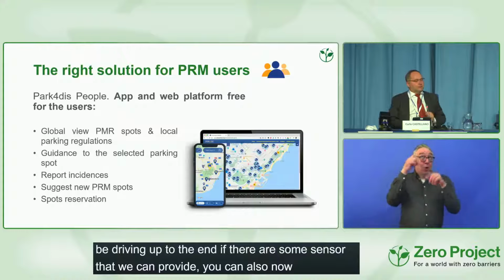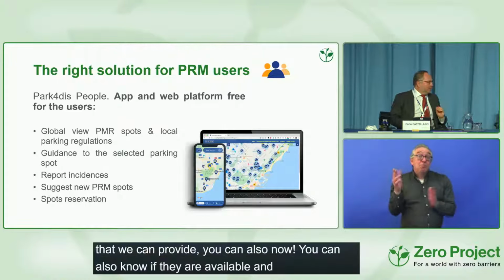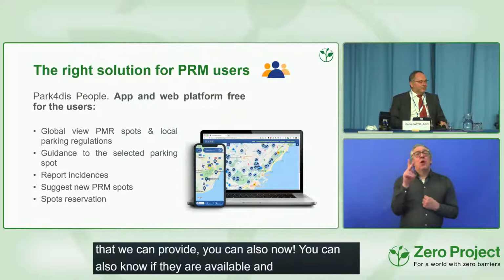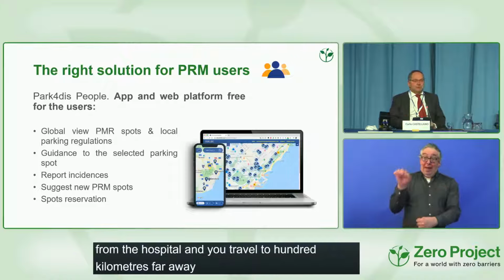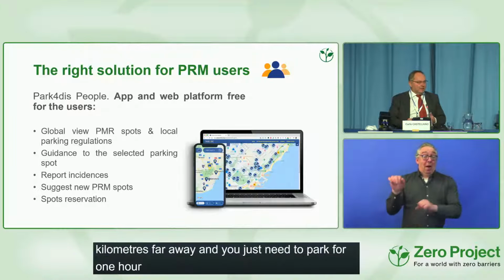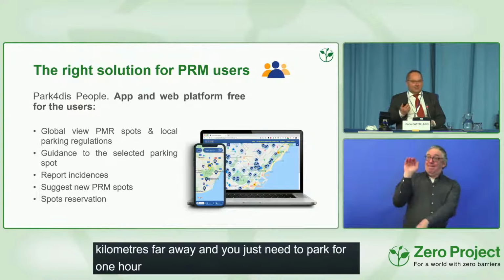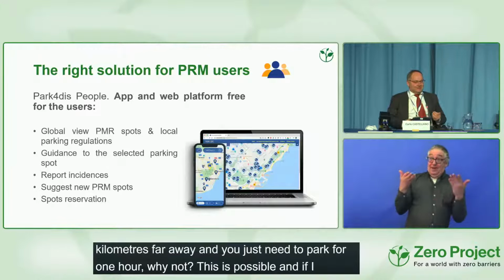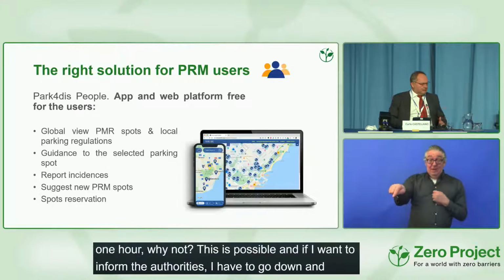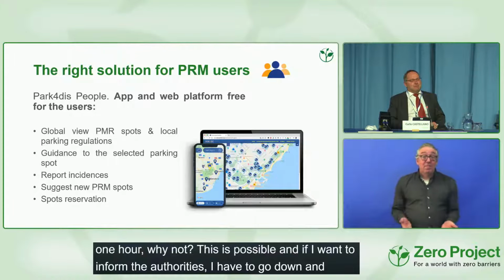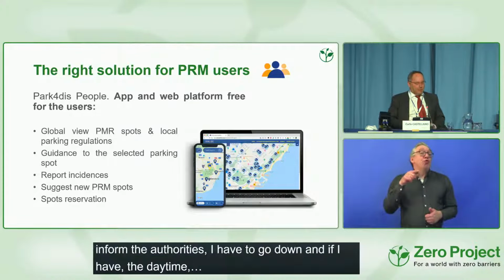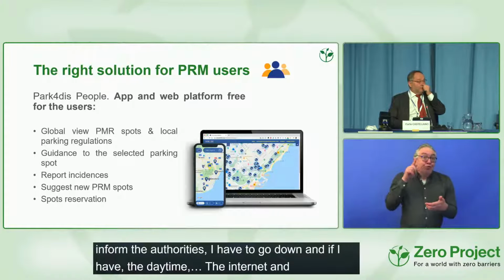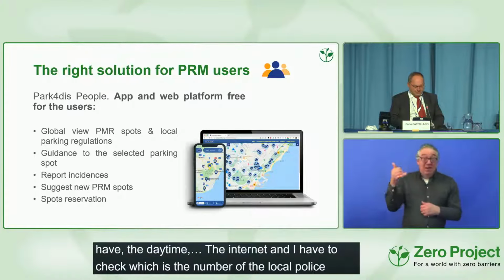Imagine that you have to go to the hospital and come from 200 kilometers away, and you would just need to park for 1 hour. Why not? This is possible. And if I want to inform the authorities, I have to go down, and if I have data, I have internet, because there are people that don't have this possibility. I have to check which is the number of the local police, or no way. We can do this for these people for free.